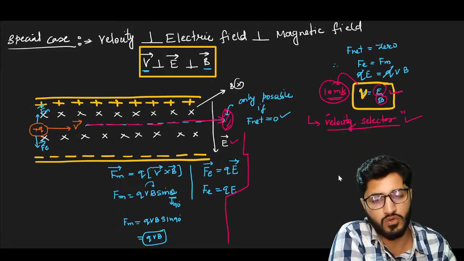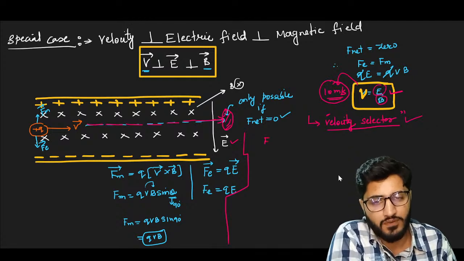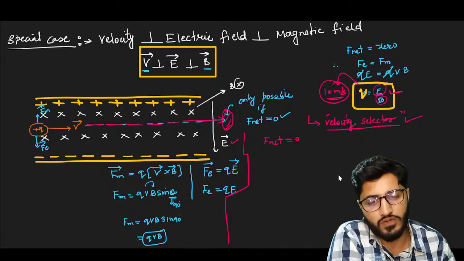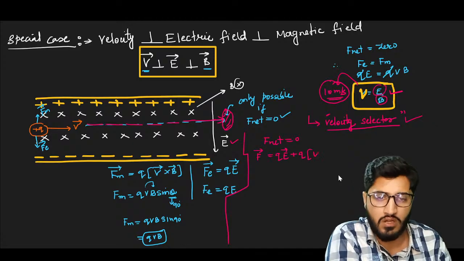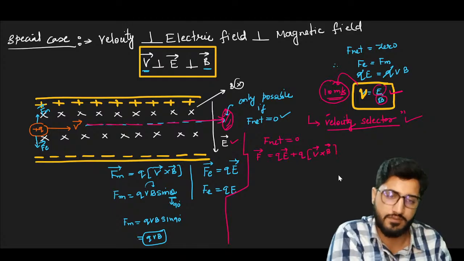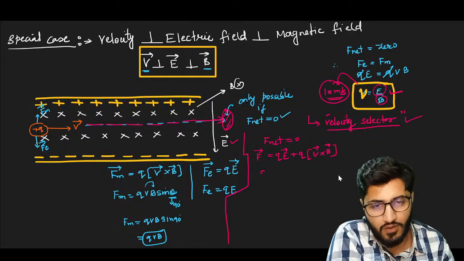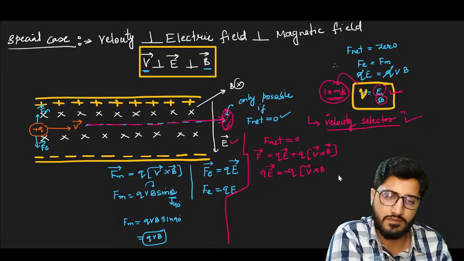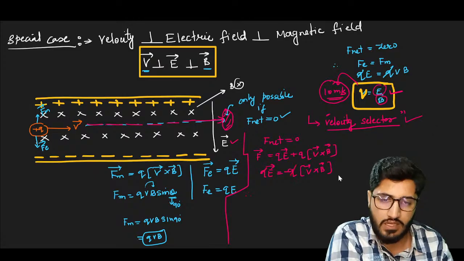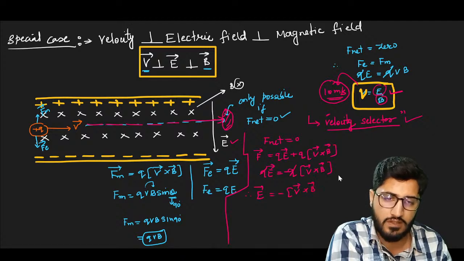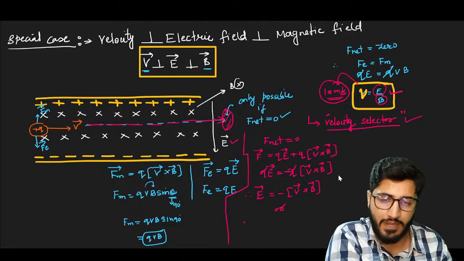Look, F net is 0. Yes, sir, we know that. So what is F in vector form? It is QE plus Q V cross B. Can I write now QE is equal to minus Q V cross B? Q cancels out. Therefore, my electric field is equal to minus V cross B, or I can write my electric field direction is equal to B cross V.